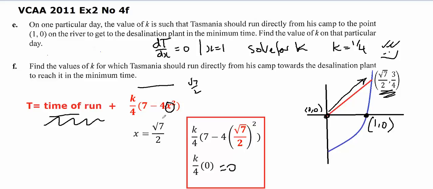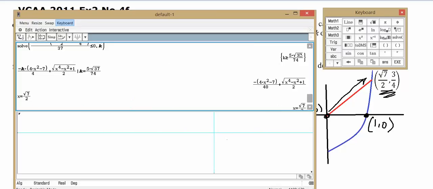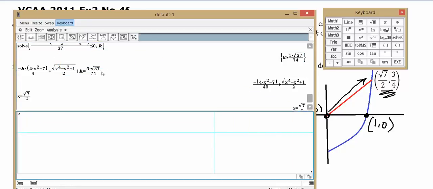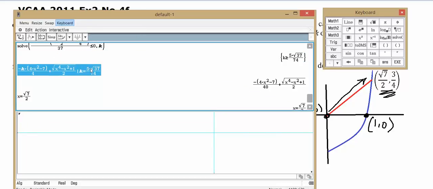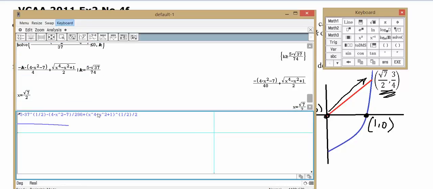I know that if I made dt/dx equal 0, and I make x equal to √7/2, the value of k that I get is 5√37/74. And if I was to look at that, so I open up a graph, I've set k equal to 5√37/74, and I get a graph that looks like that.